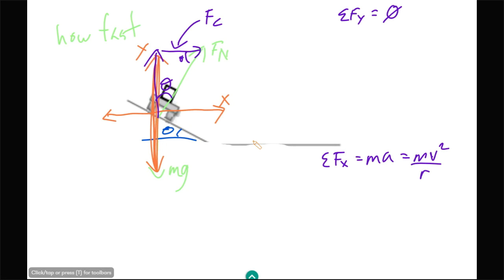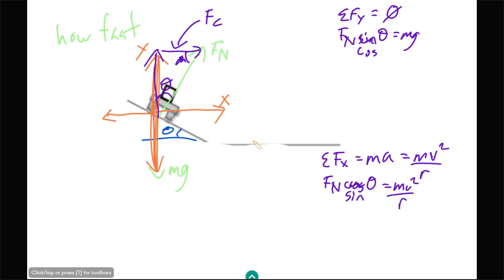So this will be Fn cos theta equals mv squared over r, and this would be Fn sine theta equals mg. I may have the trig terms backwards on there. I just have to think about it. Similar triangles, 90-degree angle. It is the bottom angle.